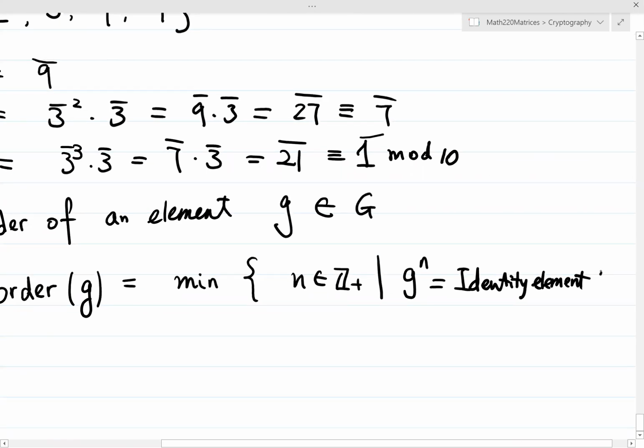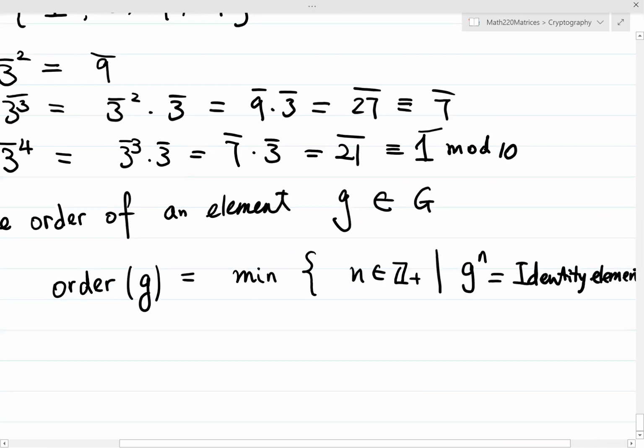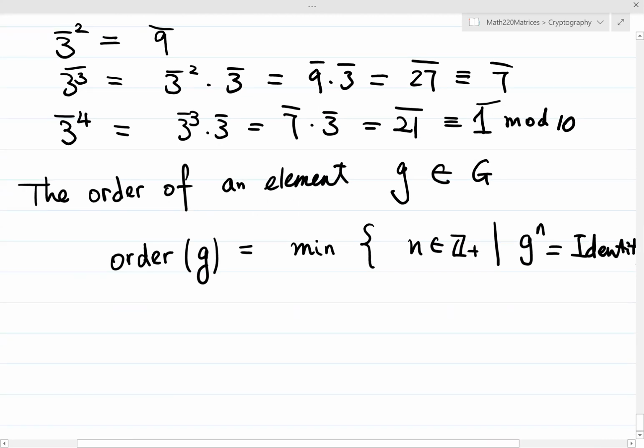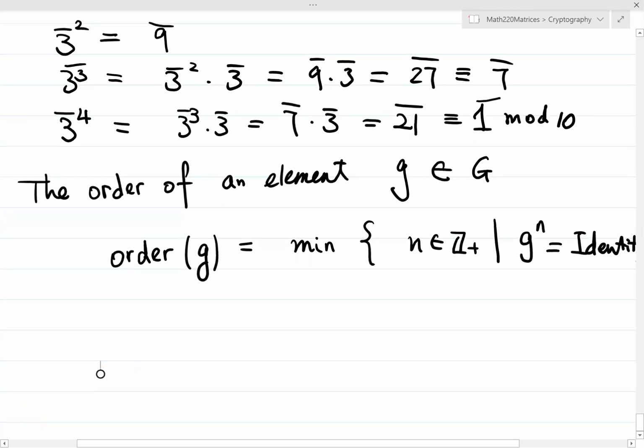We already see this with permutations. For permutation matrices, the order is the smallest number of permutations such that we get the identity element, i.e., no change. So this is the order of an element.